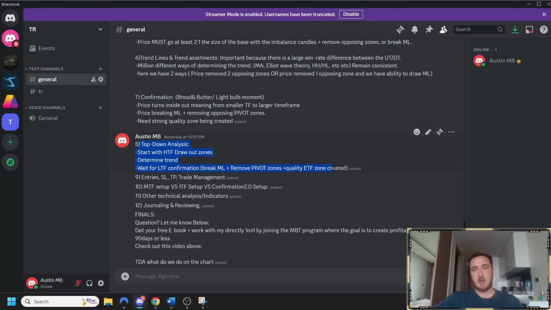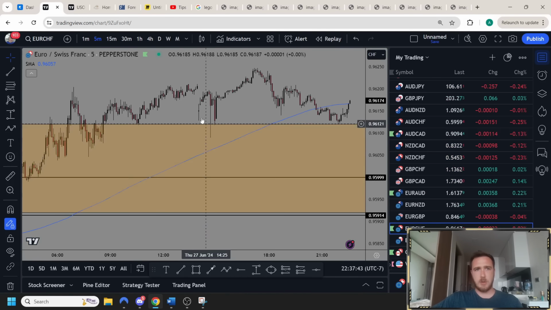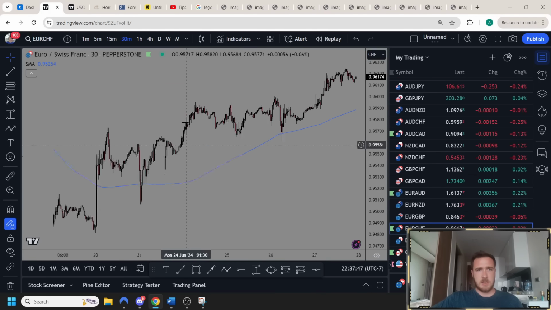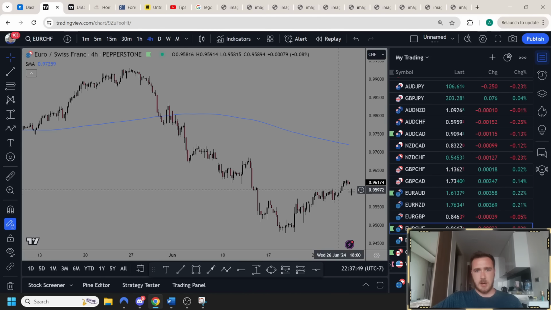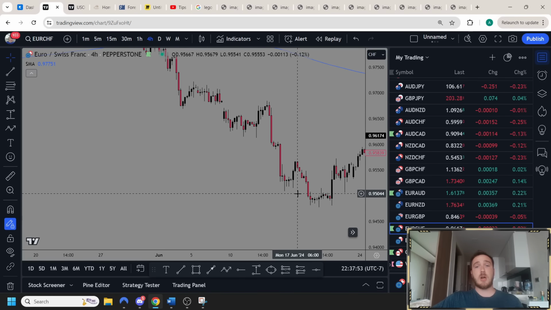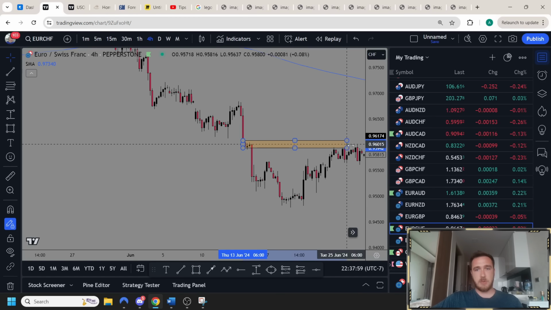Top-down analysis. Let's talk about the multiple time frame setup. And this is going to be Euro Swiss. Let's talk about a losing trade setup. Okay, so this was a setup the other day that we were talking about. The first thing that we do, okay, when we come to a chart, we draw out our supply and demand zones. So before we had a very nice 4-hour little supply zone right here.